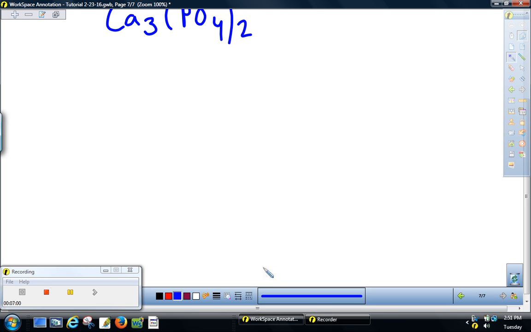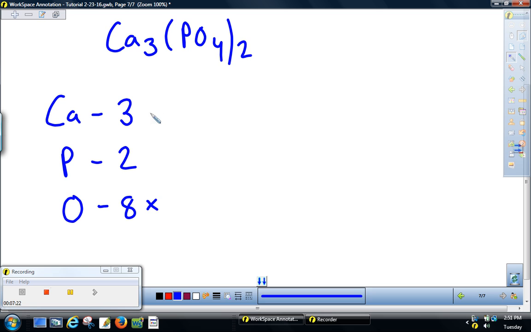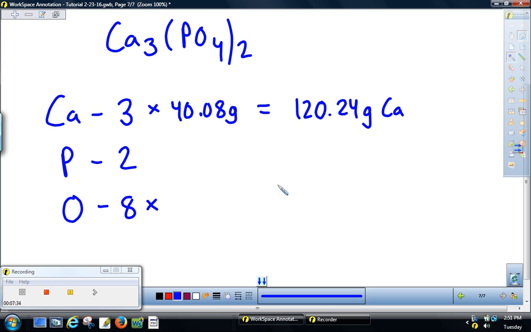And so from here, let's figure out the formula mass, the mass of 1 mole of this ionic compound. We have 3 calciums, 1 phosphorus, but then there's 2 of it. So everything in parentheses we double, so we multiply by the 2. So we have 2 P's, 4 oxygens times 2, 8 oxygens. We already determined that calcium is 40.08 grams per mole. So we have 120.24 grams of calcium. Phosphorus, let me check the periodic table, is 30.97 grams.